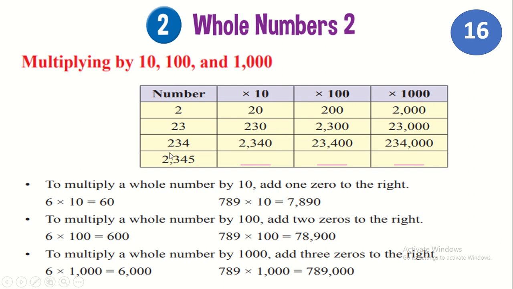The next number here is 234. 234 times 10, the answer is 2,340. If you multiply by 100, the answer is 23,400. And if you multiply by 1,000, the answer is 234,000.